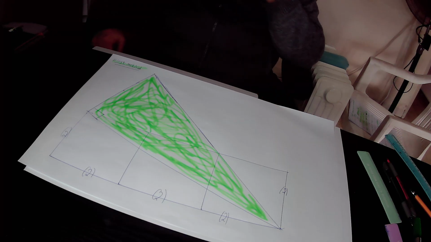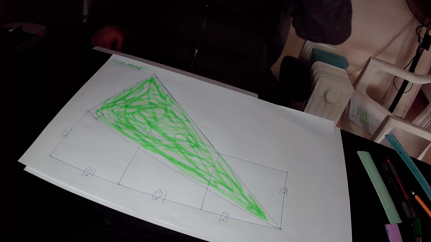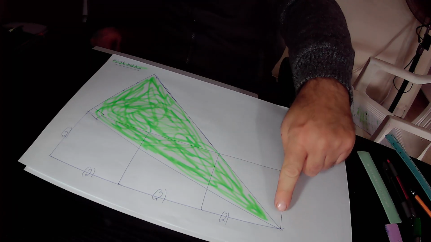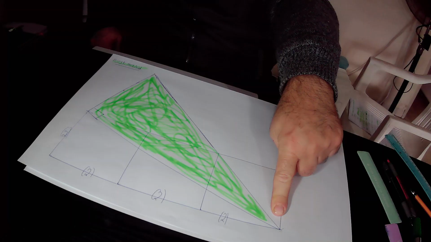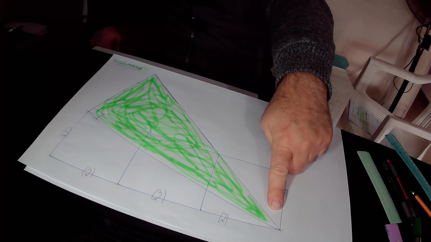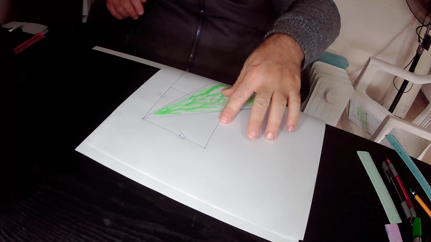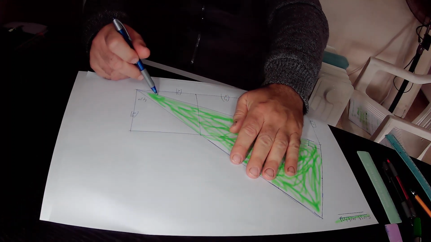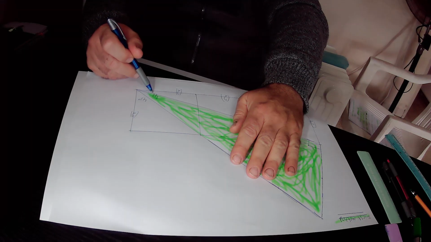We know that the diagonals of a square bisect its angles. This is a square, and this diagonal bisects this angle. All the angles of a square are right angles, so this right angle has been bisected into two halves. The first half is 45 degrees, and the second half must also be equal to 45 degrees, of course.